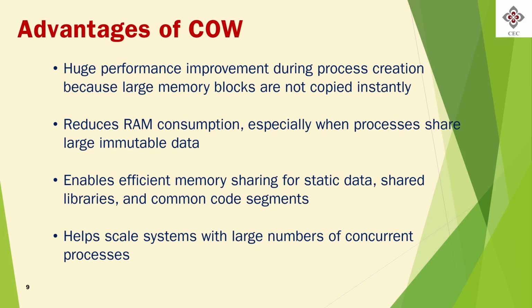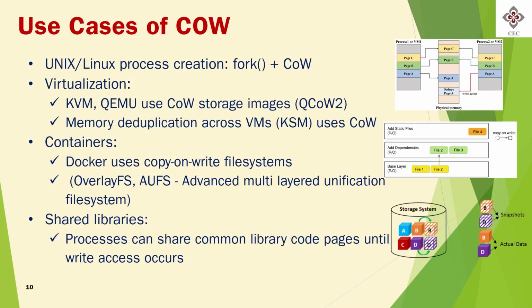So, this copy-on-write mechanism is very helpful when no modification is happening over the data, and the data is just shared for reading purposes. It helps scale systems with a large number of concurrent processes. This will have more impact in concurrent systems where many processes are running simultaneously and all of them are sharing common data. If the common data is shared and nobody is modifying it, COW has a huge impact on performance. So, generally, where do we use COW?